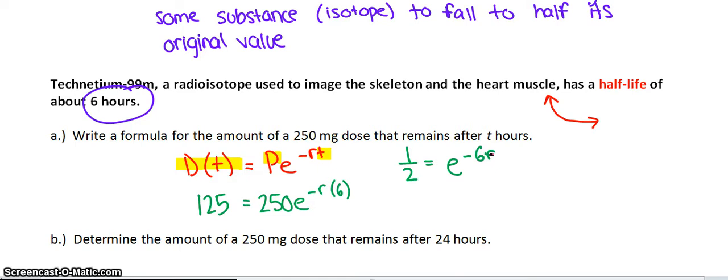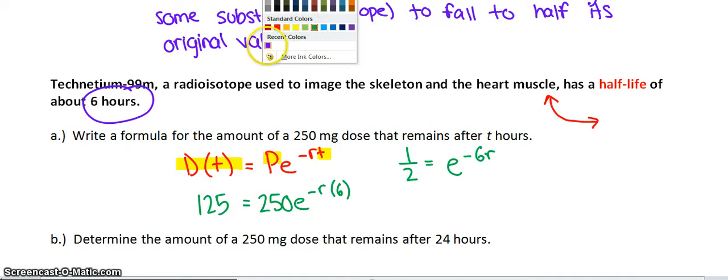Okay, so any half-life problem you have, your initial amount should be double the size of the final amount. So you should always have 1/2 equals this, which makes sense if you think about it, because my final amount is half after 6 hours. So that's what this equation is representing.